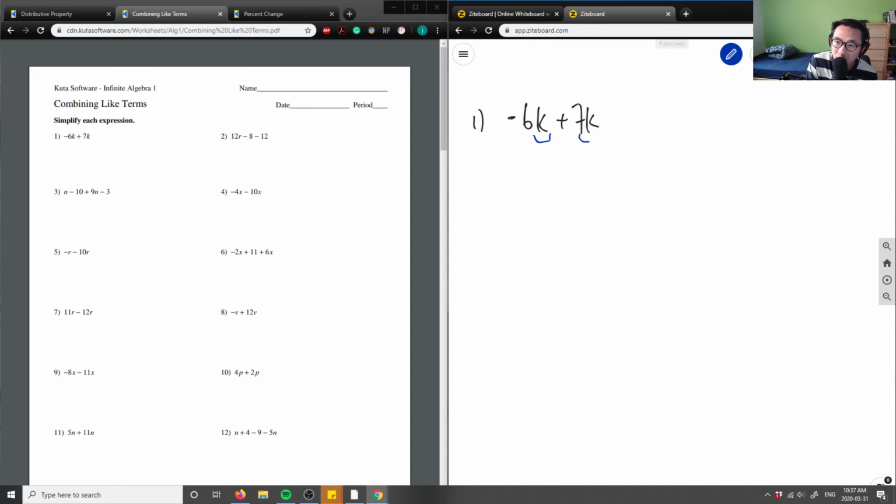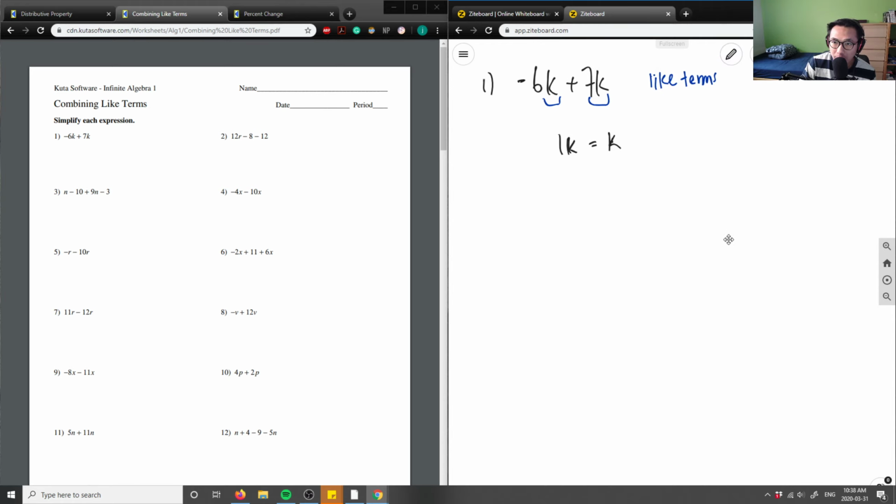We verify that these are like terms because they share the similar variable. Both k and k are similar variables, right? So what we can do is simply do the operation: negative 6 plus 7. Negative 6 plus 7 in this case will just give us positive 1, right? So we have 1, and then we have k. We have 1k, or we can just rewrite this as simply k. It's implied that there's 1k here. So it's simply k.